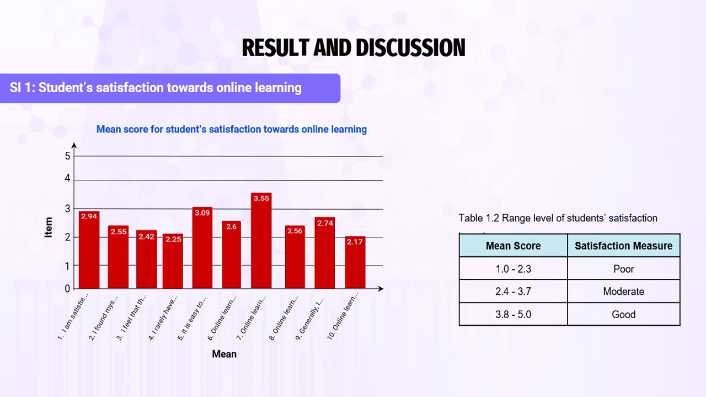For item 9, the mean score is 2.74, meaning that the satisfaction is moderate. The reason is that the majority of students had a neutral opinion when asked whether they have a better understanding of course requirements in an online course. For item 10, the mean score is 2.17, which means poor satisfaction, because most students felt that communication during online learning is not as effective as face-to-face discussions. Overall, the student satisfaction towards online learning is moderate since most of the items' mean scores show moderate satisfaction.